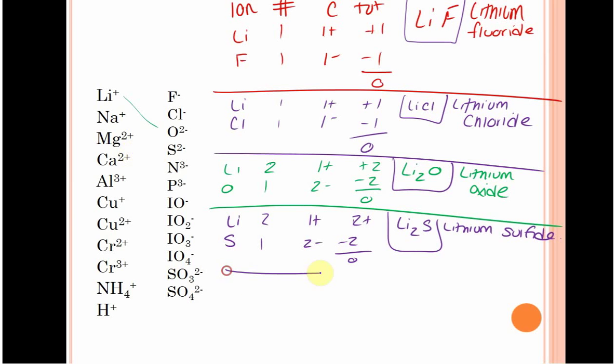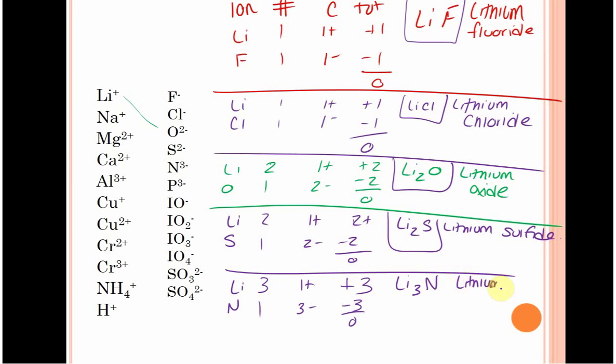Lithium with nitrogen. Here, this is in group 1. Nitrogen is in group 5, so it's 3 minus. In order to cancel, we need 3 lithiums, 1 nitrogen. 3 times 1 is plus 3. 1 times a negative 3 charge is minus 3. Cancels to give 0. And so now we have Li3N for lithium nitride. So we're going to continue this. I'm going to need way more slides than I thought I would.